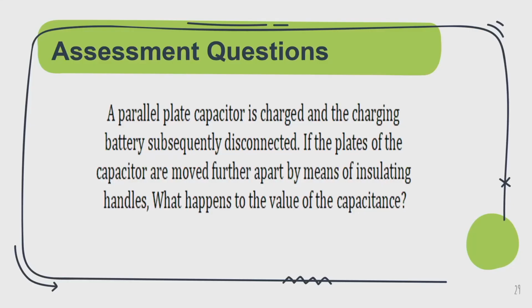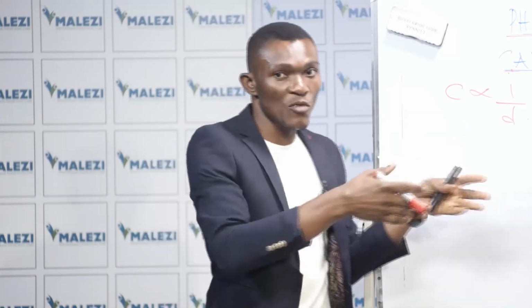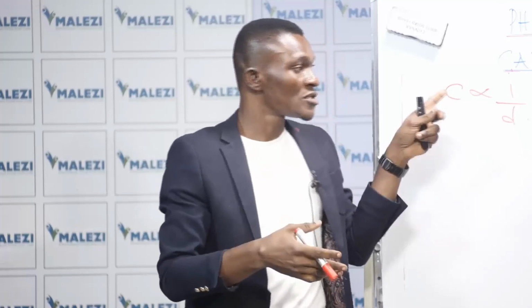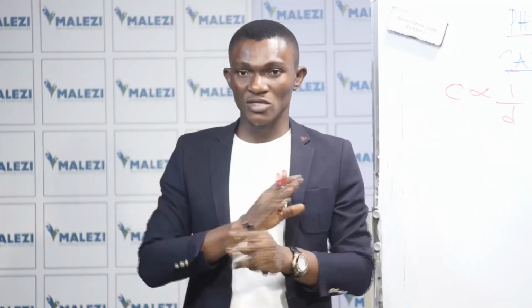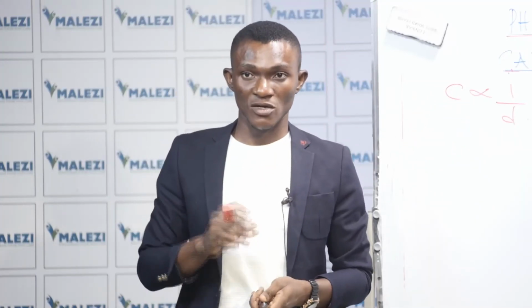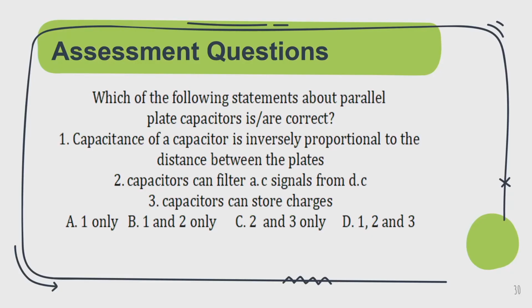So the answer to this question is: if the plates are moved further apart, what happens to the capacitance now? It's going to reduce. You get that? The distance is moved further apart, the distance increases, so the capacitance would reduce. Very simple. The same question, the same year. Okay, so let's move to this question now.